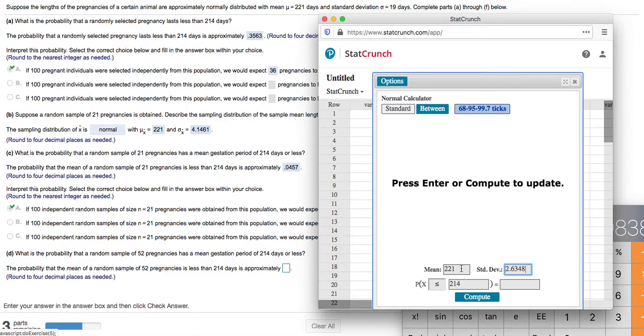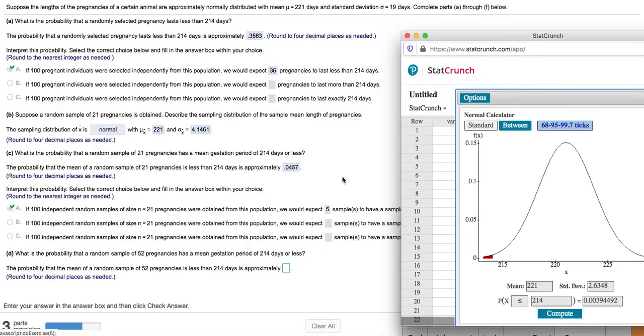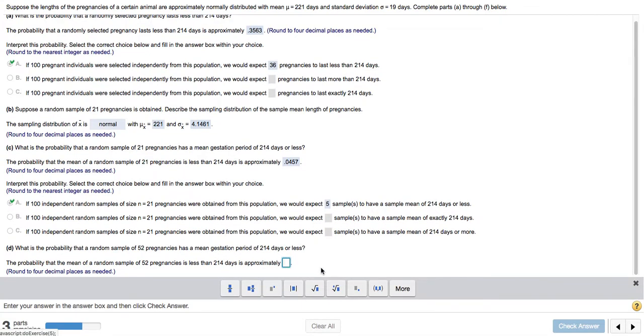We're leaving the mean alone, but we're still asking about less than 214 days for the length of the pregnancy. All right, and this dropped even further to, if we round to 4 decimal places, 0.0039.